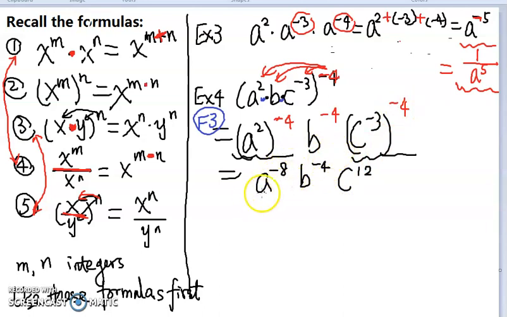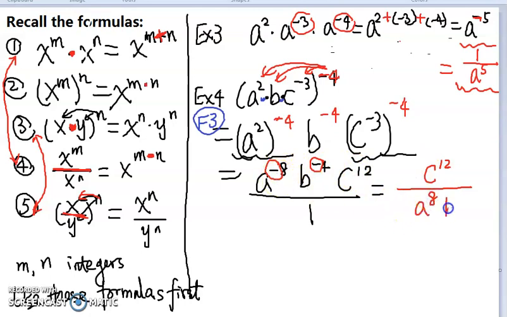And now we can keep the answer this way, but if we want to get rid of the negative exponent, we can put a 1 underneath and try to flip the negative exponents to the bottom. The negative sign in the exponent tells us to flip. Negative tells us to flip, but notice 12 is positive, so we don't need to flip the last one. We keep c to the 12 on the top because it's positive 12, and the other two we flip to the bottom. We get a to the 8th and b to the 4th. All right, so this is the answer.